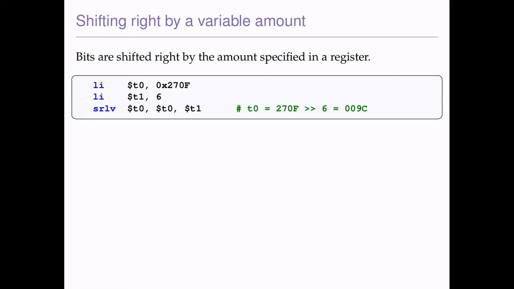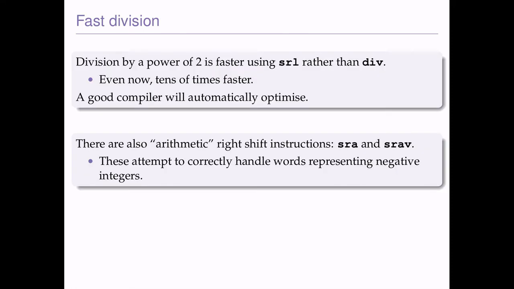So we can also do this with a variable amount. Again, this is very similar to shifting left. The syntax is the same as you can see here, it's just that you shift right with SRLV, that's the variable amount instruction, and it does the same thing. We would care about this because this is the same as division, as I said earlier, but even now this is still much faster than using the div instruction. Again, a good compiler will automatically optimize, and that's something we'll have to do by hand ourselves.